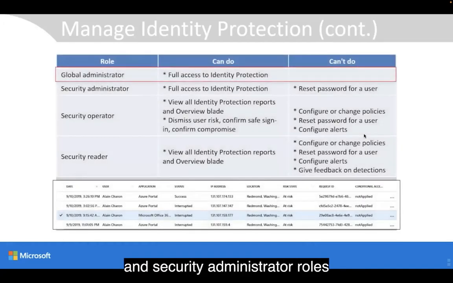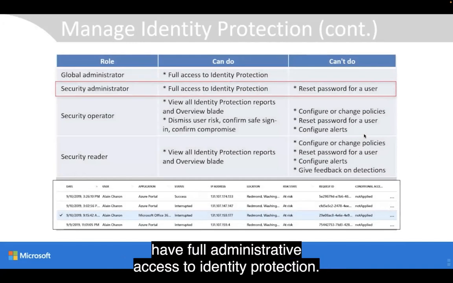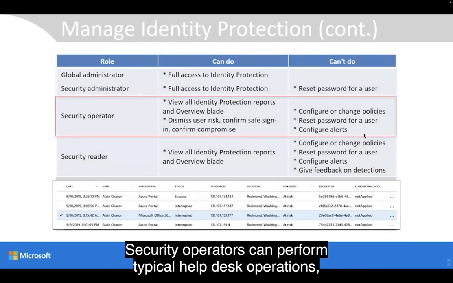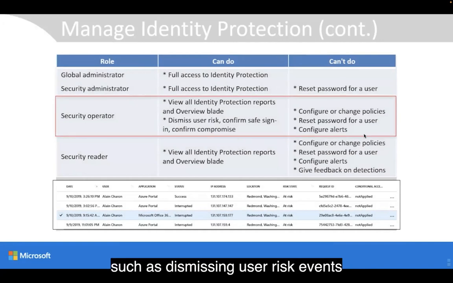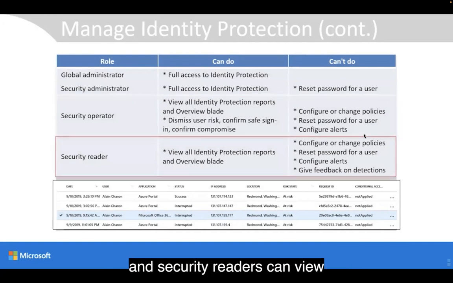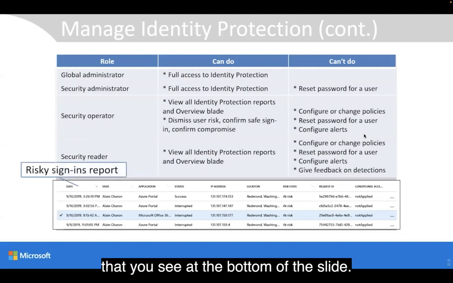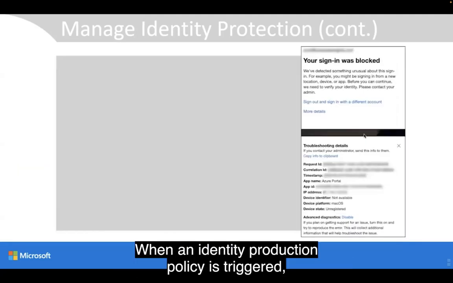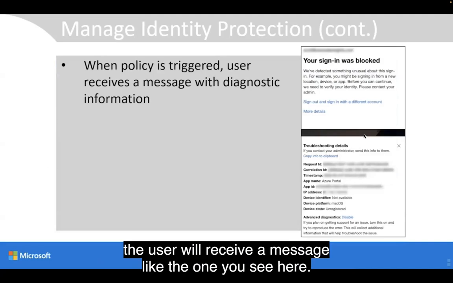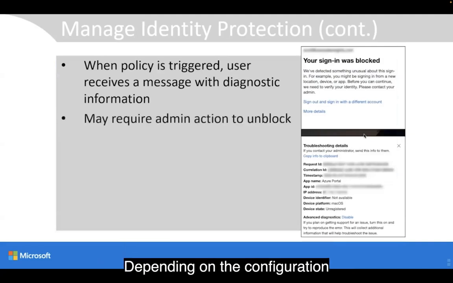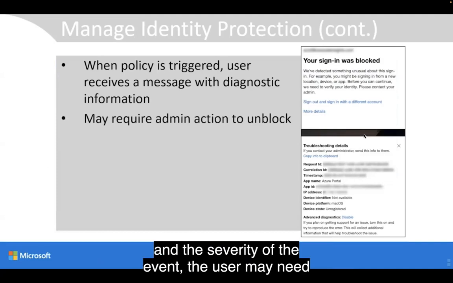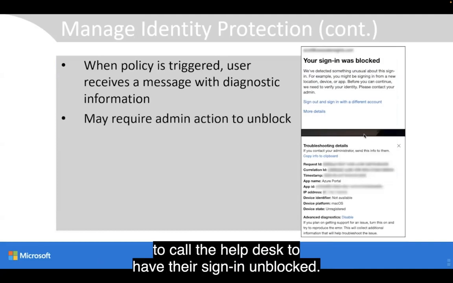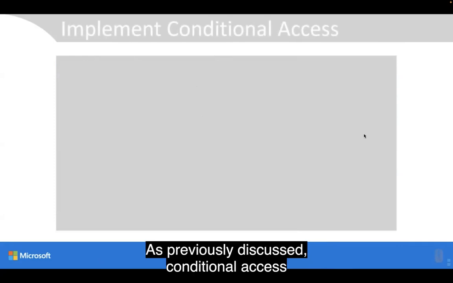Members of the Global Administrator and Security Administrator roles have full administrative access to identity protection. Security operators can perform typical help desk operations such as dismissing user risk events and confirming safe sign-ins, and security readers can view identity protection reports, such as the risky sign-ins report that you see at the bottom of the slide. When an identity protection policy is triggered, the user will receive a message like the one you see here. Depending on the configuration and the severity of the event, the user may need to call the help desk to have their sign-in unblocked.